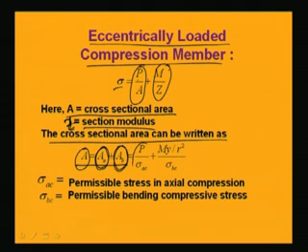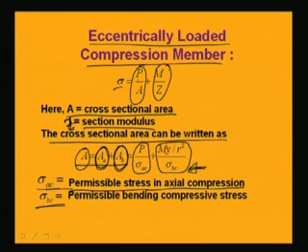So I can write area due to the compressive load as P by sigma_sc, where sigma_sc is the allowable stress, and area due to bending as M y by r square by sigma_bc. This will be the area due to bending, where sigma_sc is the permissible stress in axial compression and sigma_bc is the permissible bending compressive stress.